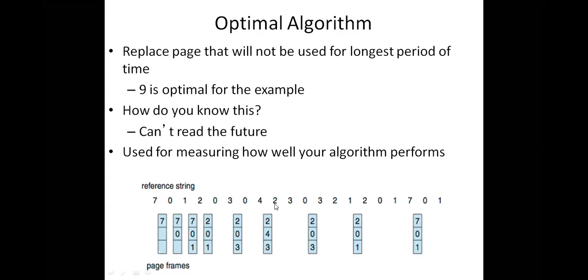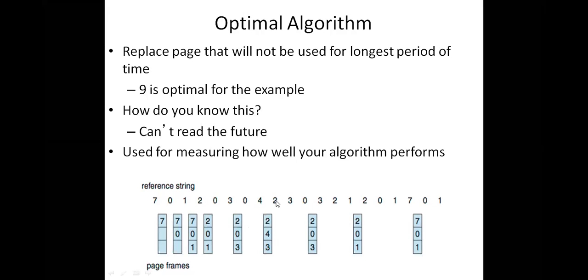After 4, immediately we require 2, so we should not choose 2. After page 2, you require page 3, immediately after 2. So we should not choose page 3. After that, we require 0. That is the reason why the 0th page is the victim page. So I replace 0 with 4.